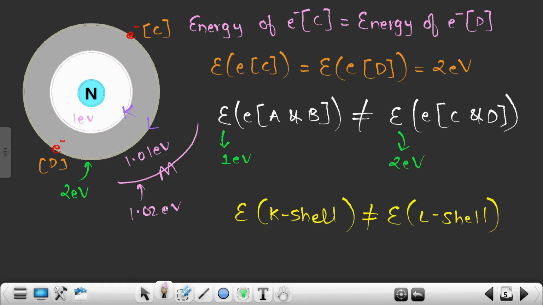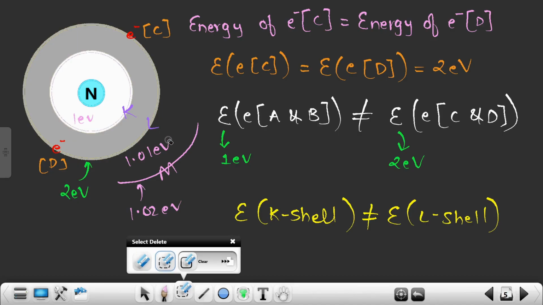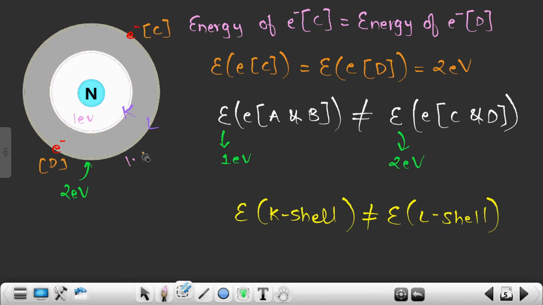But over here you are not able to see continuity. Rather, the energy is 2 electron volt, of the L shell. Again, I'm just mentioning that this is a random number, this is a random atom. As such there isn't anything fixed over here. The energy of each and every orbit is different for each and every atom.